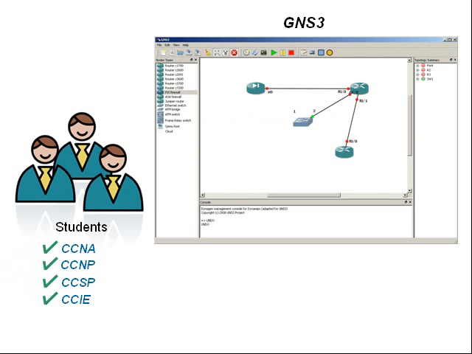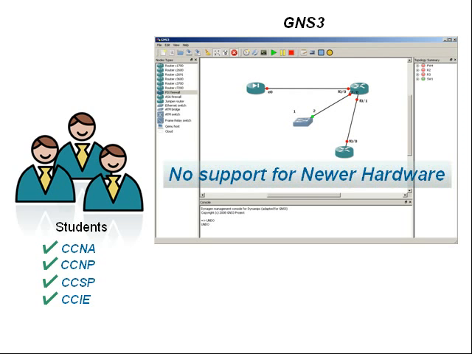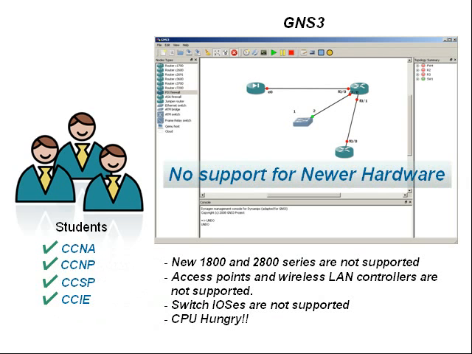On the other hand, emulators exist, like GNS3. GNS3 supports the full functionalities of Cisco hardware because it uses the same BIOS images as the Cisco hardware. However, GNS3 still doesn't support the full range of Cisco series hardware. For example, the new 1800 and 2800 series are not supported. Cisco's access points and wireless LAN controllers are not supported either. There is also no way to run any Cisco switch IOS in GNS3.